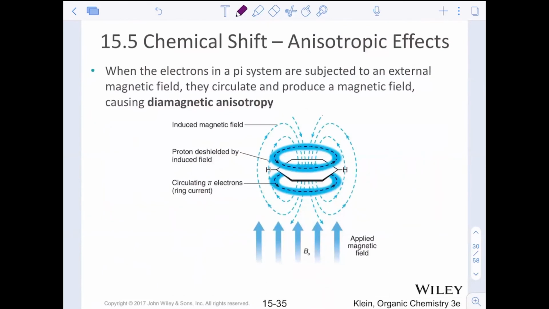All right, anisotropic effects. These are looking at when an electron is in a pi system. So benzene is the best example here.